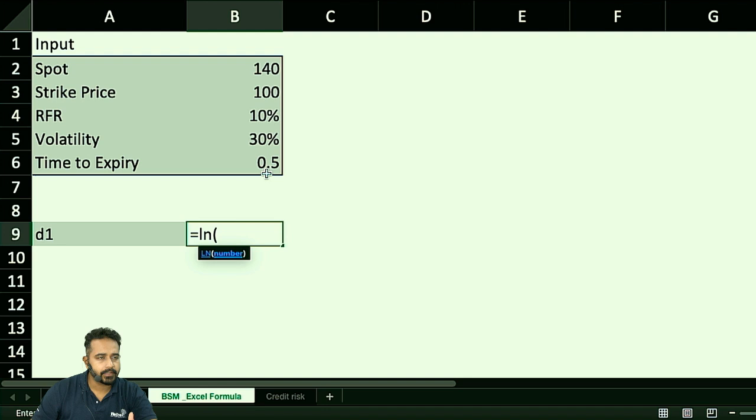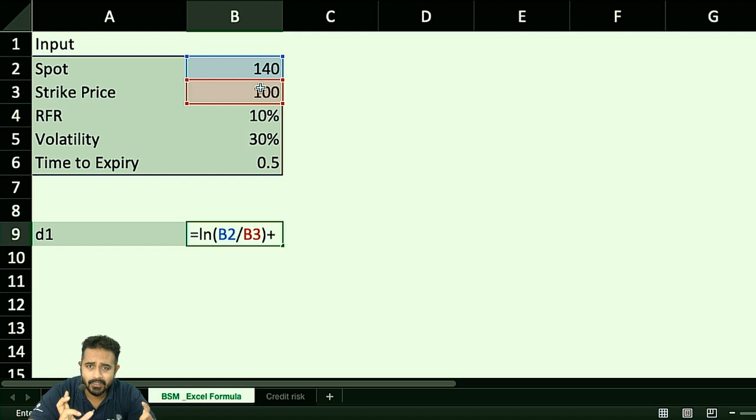Okay. So log normal, distance between the spot and strike. So we'll take 140 divided by 100. All right. So we'll link at the right places so that we can recycle the formula later on. What next? Plus, as I told you, three terms in the numerator. Think of them separately. So second term is the half of the variance scaled for time period, right? So let's take the second term. So volatility squared, right? Into 0.5. So that's half of the variance. Volatility squared into 0.5. But this we have to adjust for this time period as well. So into B6. So that's your second step.